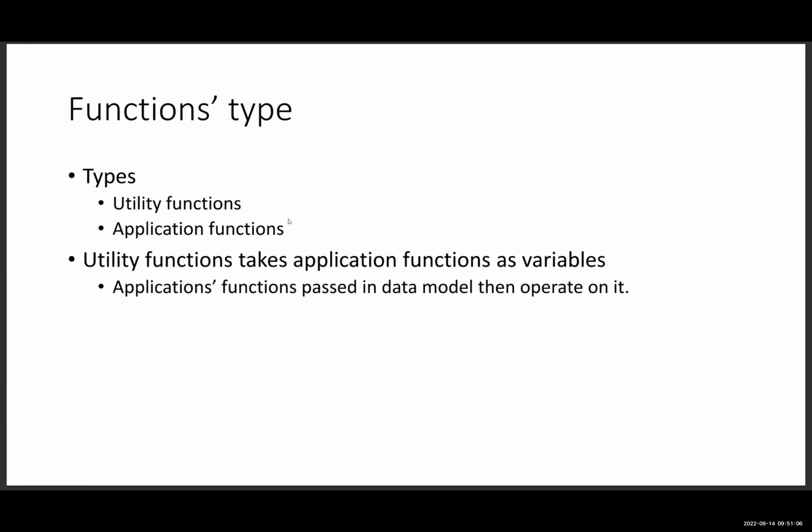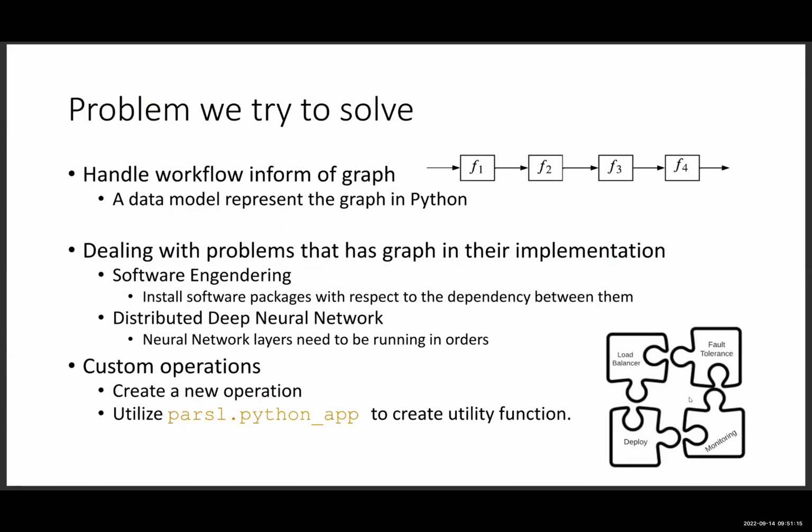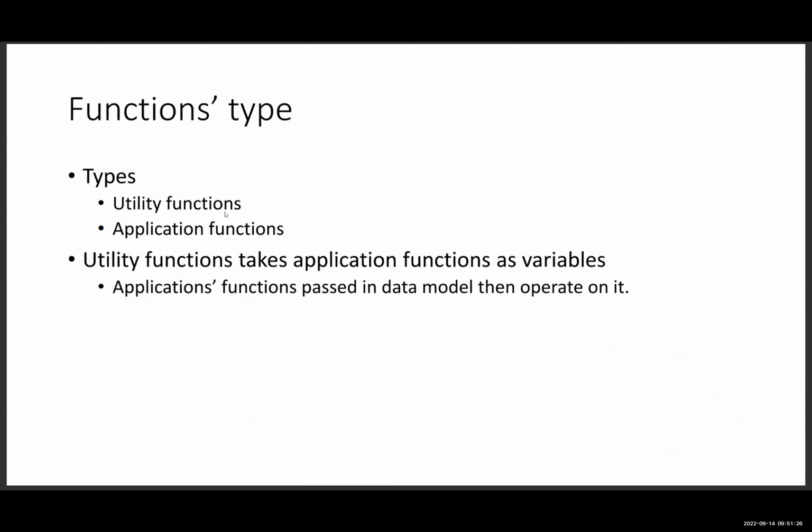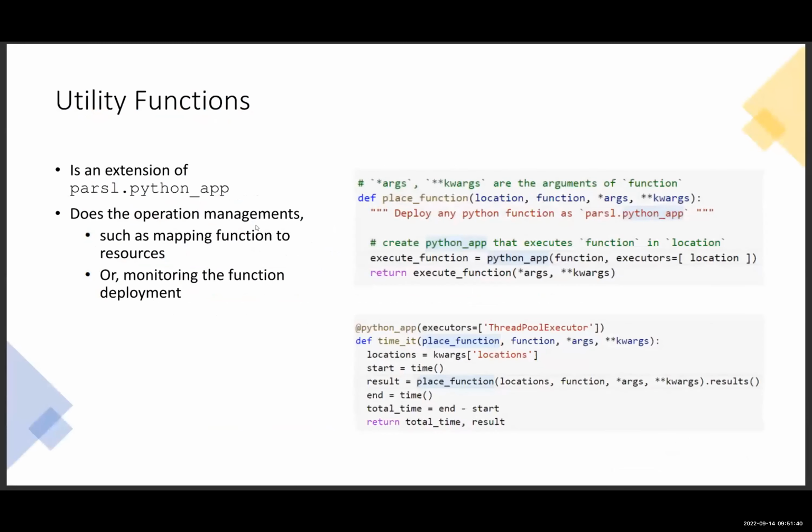We have two types of functions here: utility functions and application functions. These are examples of utility functions, and this is an example of an application function. Usually, a utility function will accept application functions and their arguments, and during the call of the utility function, it will try to manage the deployment of the application function. These are two examples of utility functions.